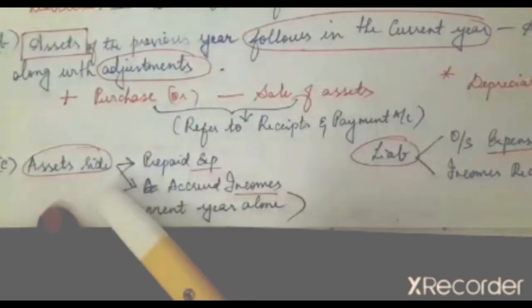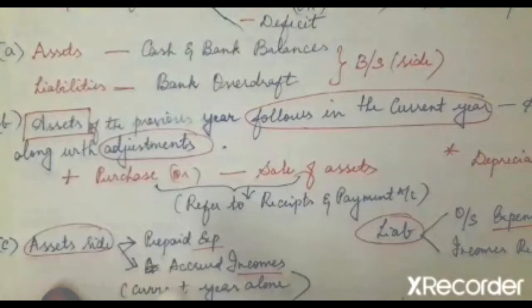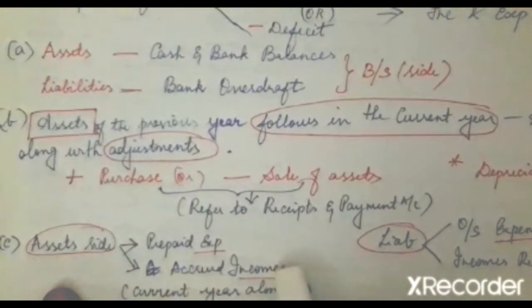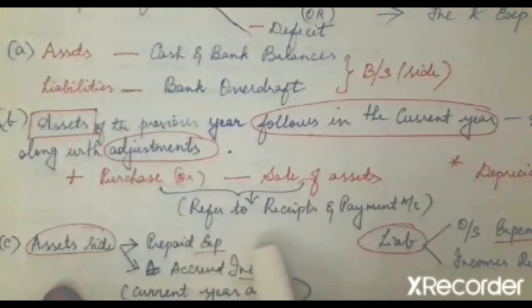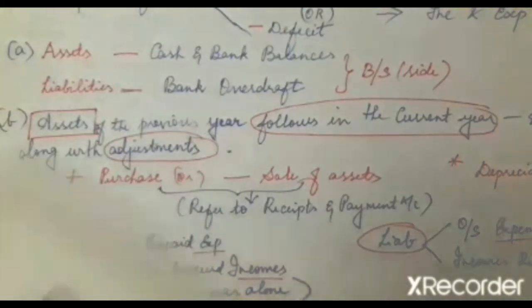Now on the asset side, this you are familiar with from what you have done in the final accounts. If there are any prepaid expenses, any accrued incomes pertaining to the current year alone, that you know very well. Current year's prepaid expenses, or what we call paid in advance, or if there are any accrued incomes, that will be taken to the asset side.